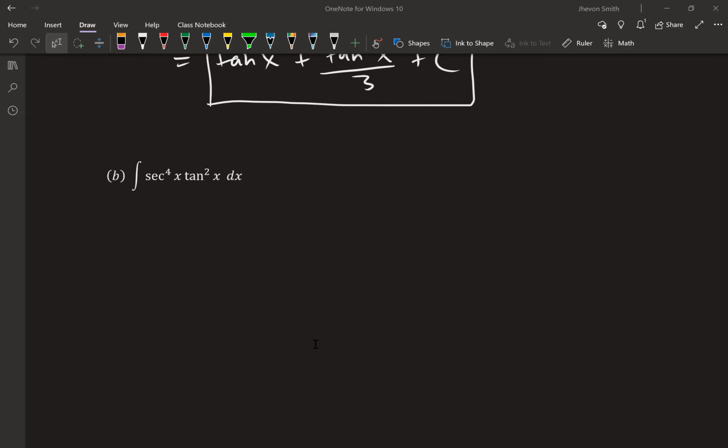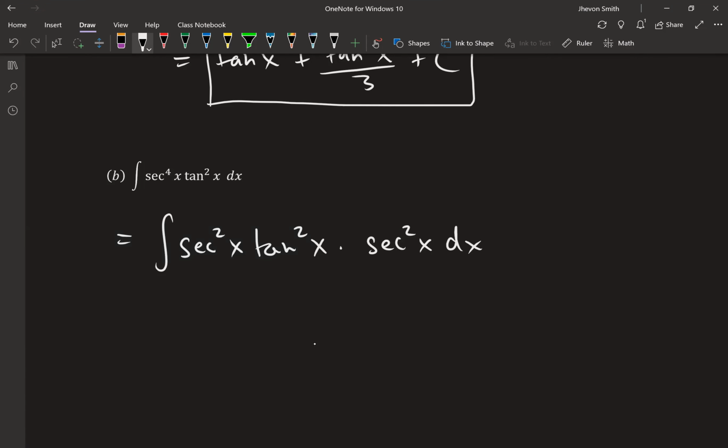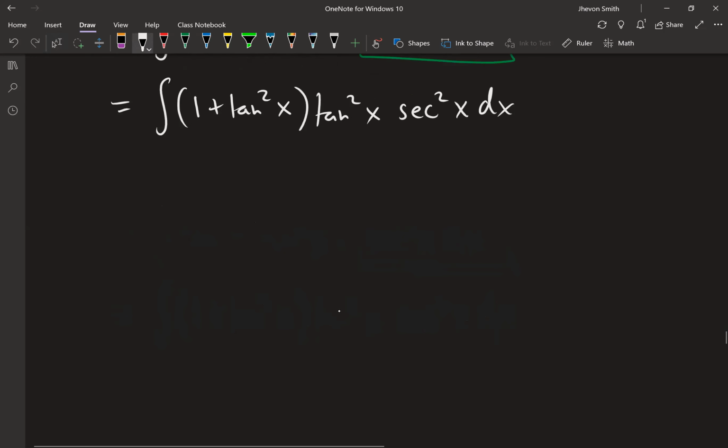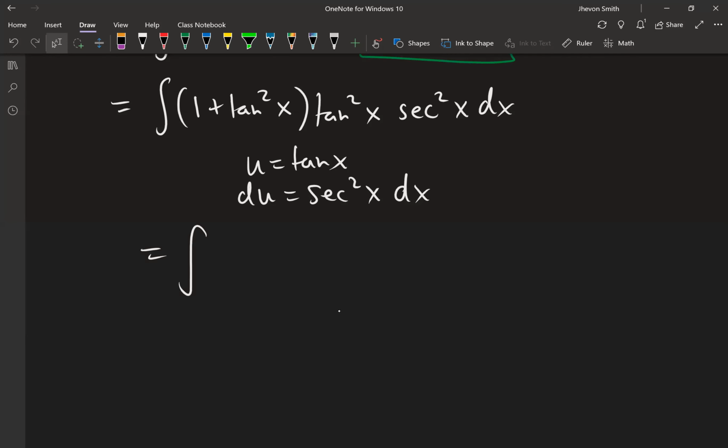Save a secant squared. Right. So you have a secant squared times a tangent squared. Put the secant squared to the side. You're going to save this guy. Next step, change all other secants to tangents. How? Using the Pythagorean identity. And then you're going to do a substitution. u equals tangent. Your du is going to be secant squared. And so your integral is going to be 1 plus u squared times u squared du.